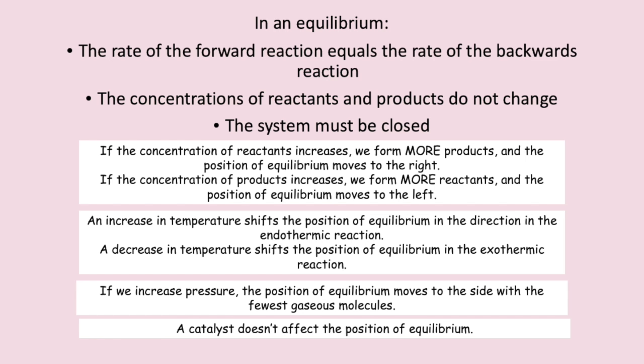Remember, forward and backward reactions have the same magnitude of enthalpy change. However, one will be exothermic and one will be endothermic. An increase in temperature shifts the position of equilibrium in the direction of the endothermic reaction. A decrease in temperature shifts the position of equilibrium in the direction of the exothermic reaction. You may prefer to write the equilibrium favours the forwards reaction or the equilibrium favours the backwards reaction.